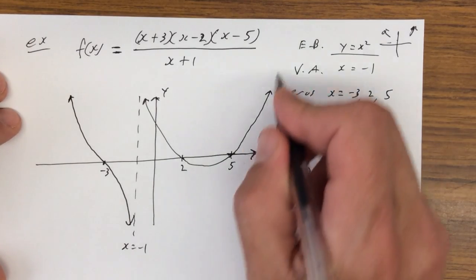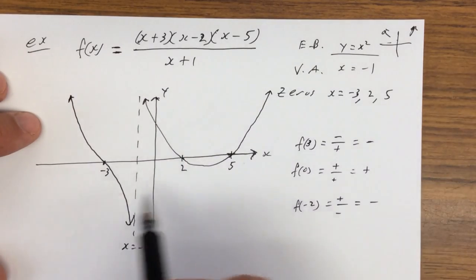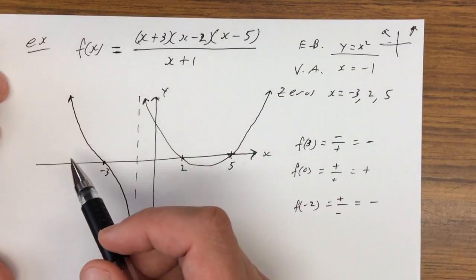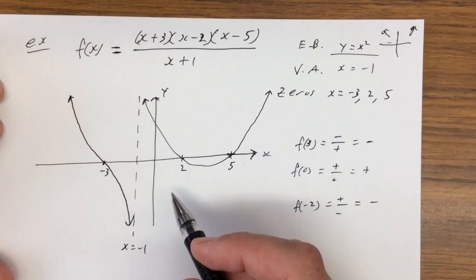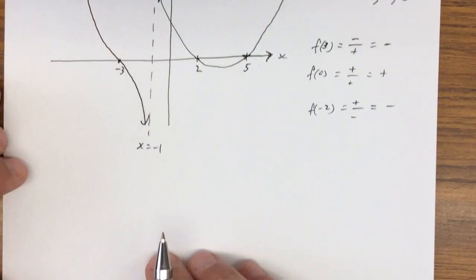So the end behavior is like a quadratic. If you went way out, you could say that it has a quadratic asymptote. This function approaches a quadratic as x goes to infinity and negative infinity. What about this next example here?